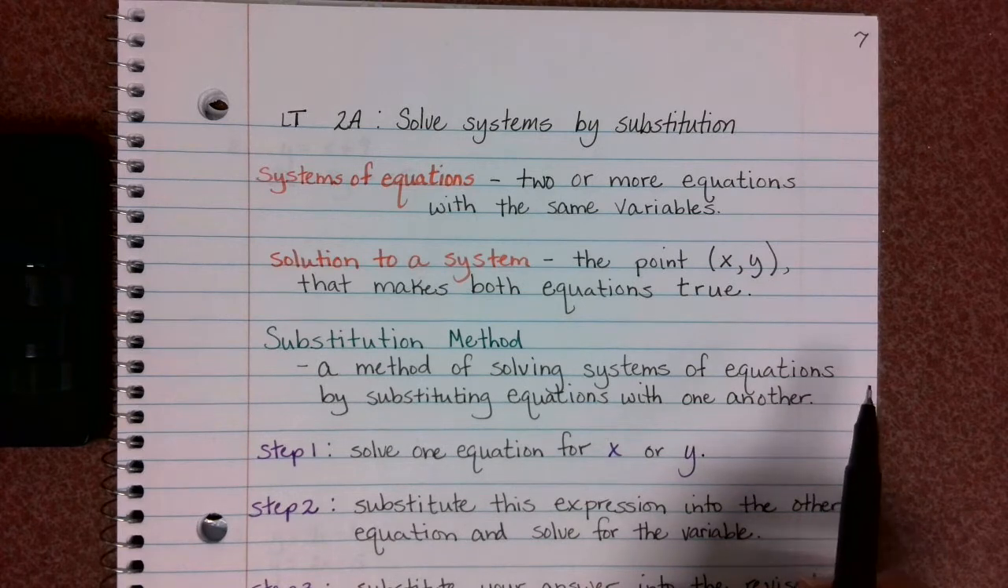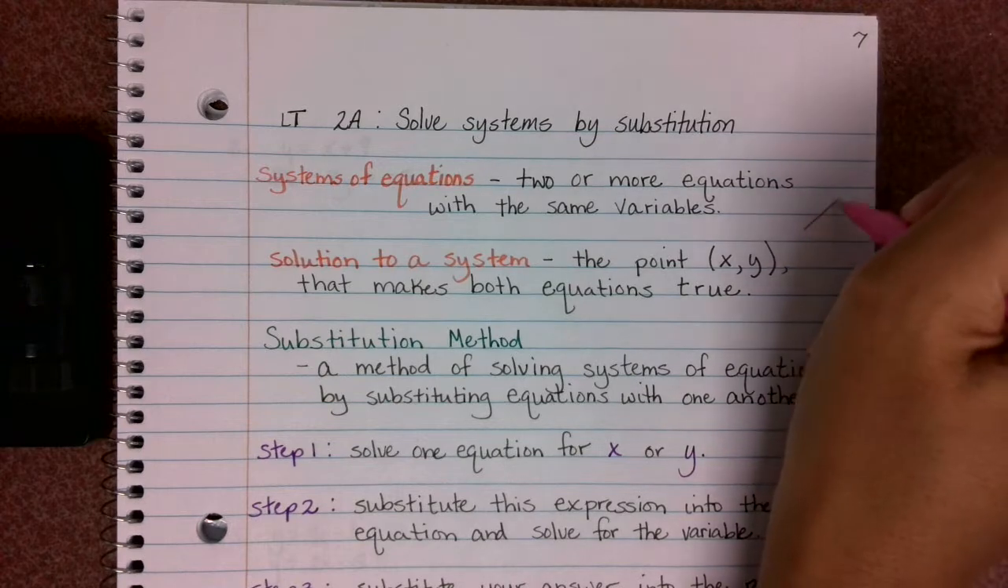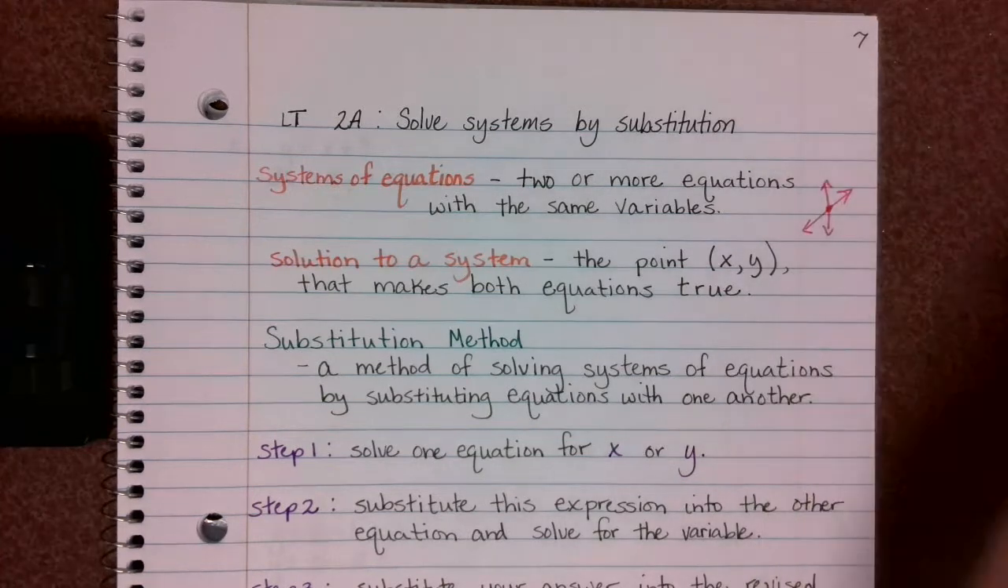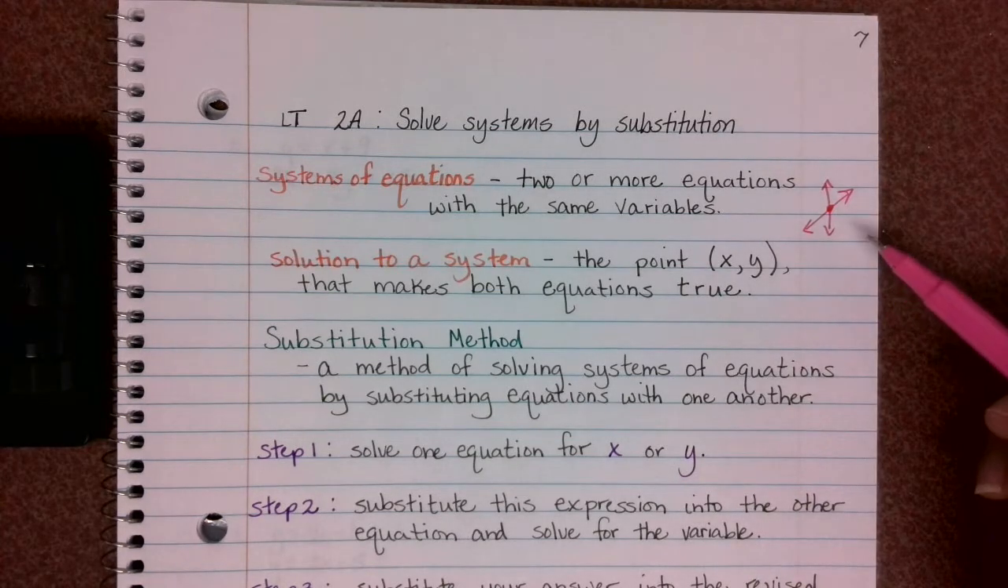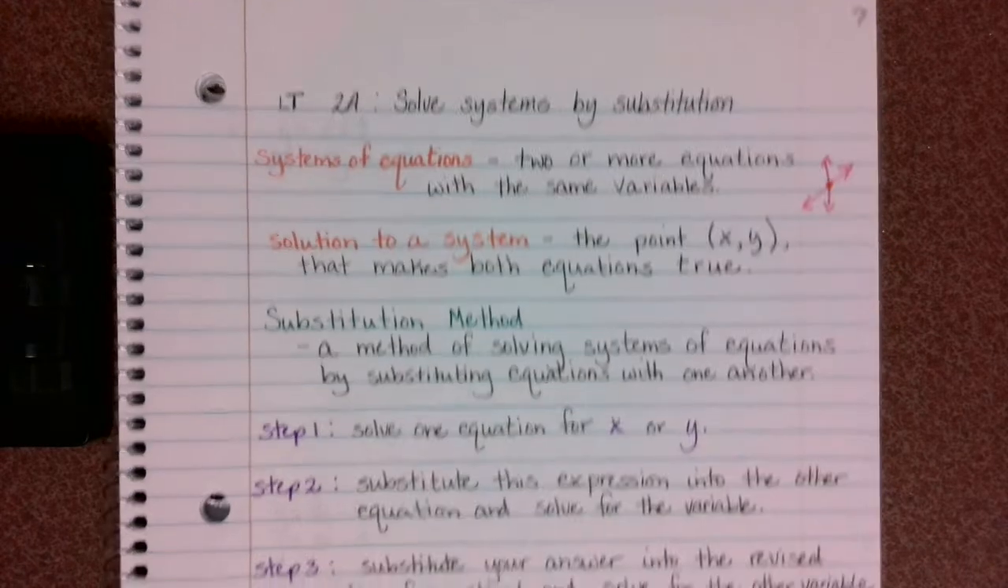A solution to a system is the point, the x and the y, that makes both equations true. So what happens is if you have 2 lines on a graph, like so, this point right here, where they intersect, that point, that x and that y, that's the solution. All right, so substitution method.